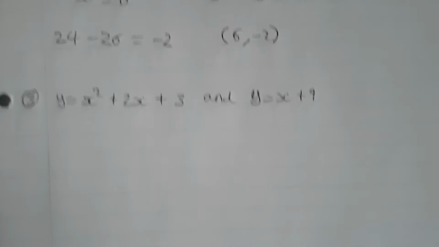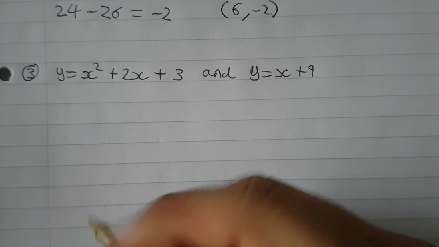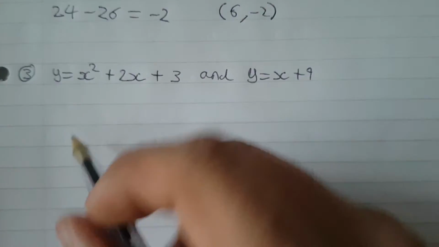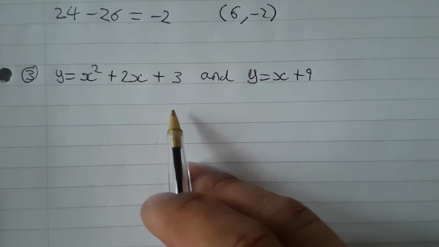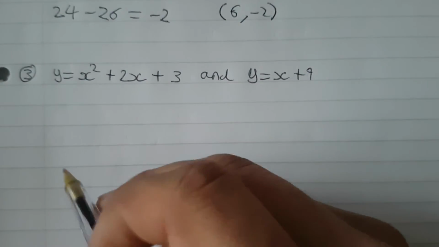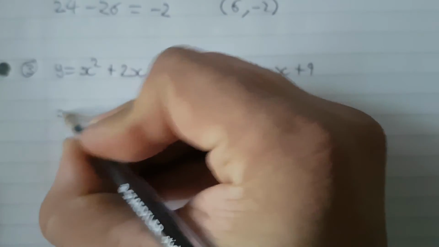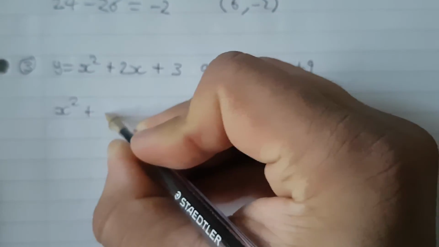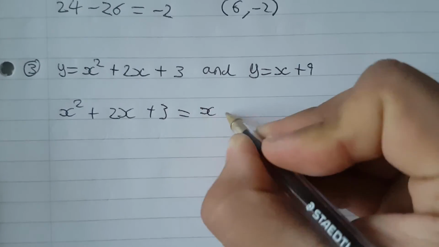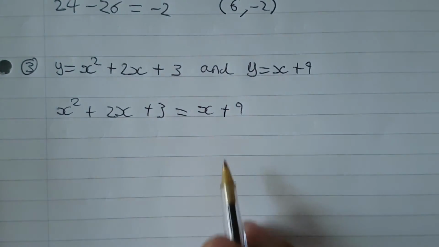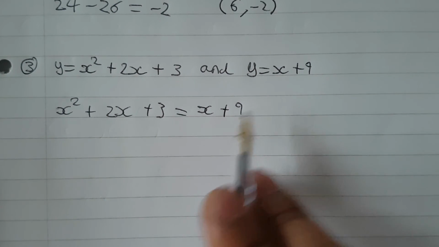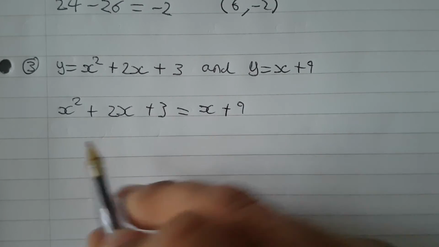Moving on to the third question and final question. We've got a quadratic and a line. So we've got y equals x squared plus 2x plus 3 and y equals x plus 9. It's similar to the second example. We can just write that out as x squared plus 2x plus 3 is equal to x plus 9. Now the difference here is that we don't want the variables and numbers on separate sides. We want them on the same side because it's a quadratic.